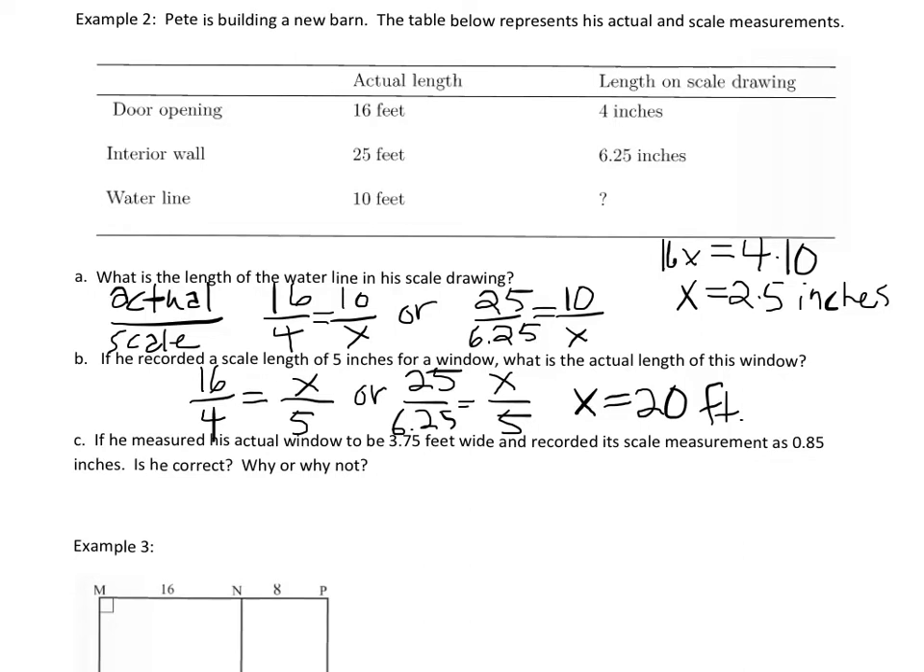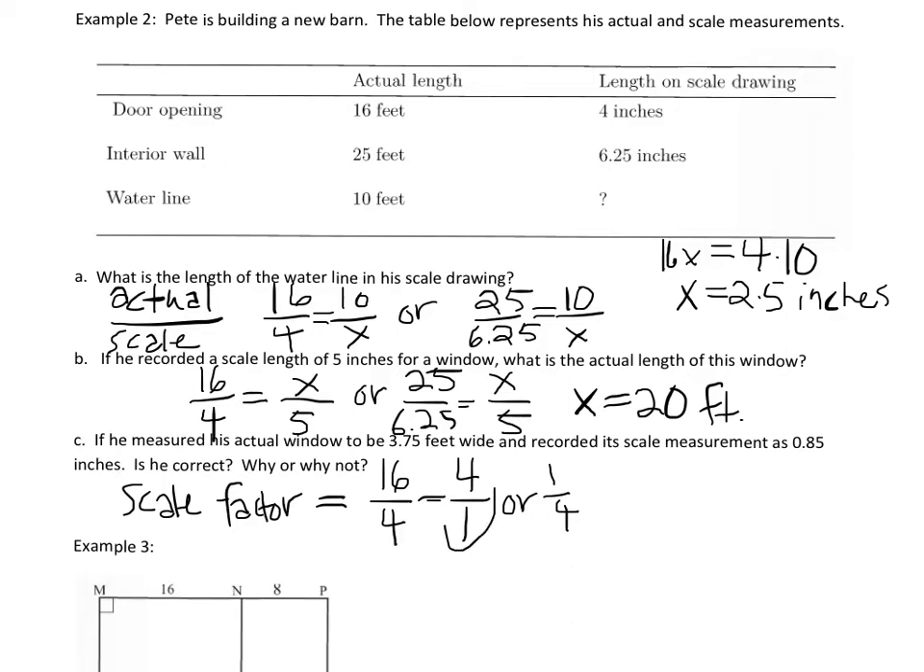Well, I can figure that out by just setting up the equation and seeing if it works. So since our ratio that we've been using is 16/4, we can actually simplify that down just to 4/1. So that means our scale factor, and we'll get into a little more of what that is in the next section, is 4. Or we can think about it as 1/4. Once again, like I said earlier, it doesn't matter which one we put on top or bottom, as long as we're consistent. But since we've done actual over scale, we're going to use 4/1.